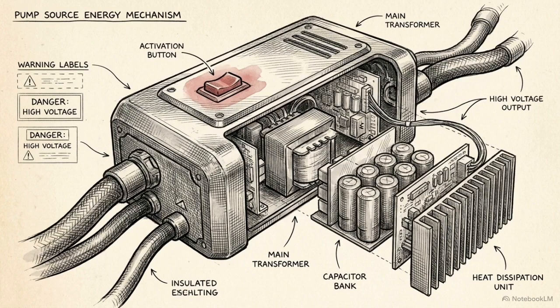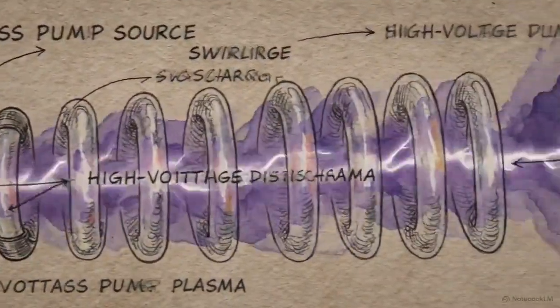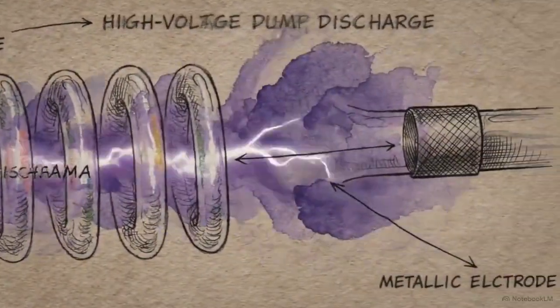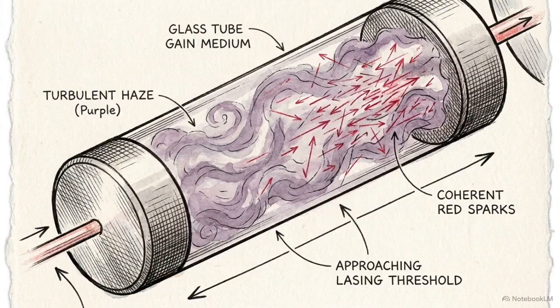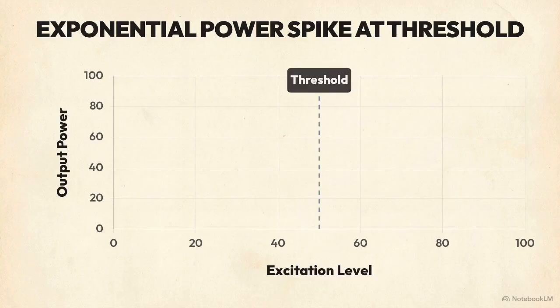To drive those atoms into the excited state, we apply a pump source. This is usually an intense optical flash lamp, or a high-voltage electrical discharge firing directly through the medium. As the pump injects energy, the system approaches a tipping point known as the lasing threshold. This is the exact moment where the rate of optical gain finally overtakes the system's internal losses, like light scattering off impurities. This chart plots that exact tipping point.